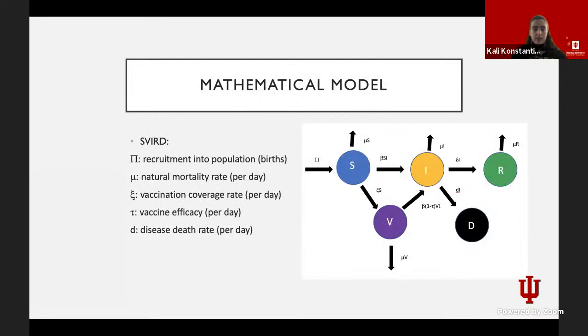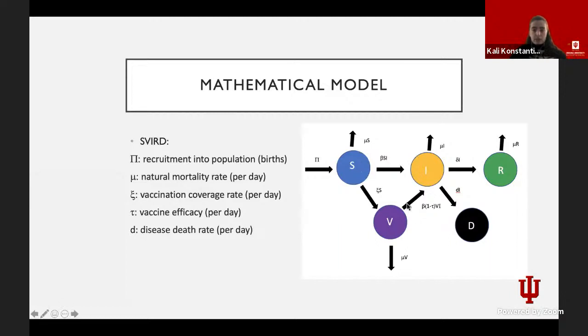So now we move on to the mathematical model. So this is first the SVIRD arrow diagram. I thought showing the arrow diagram could be helpful, but I could also pull the equations if anyone wants to see that. So we have recruitment into the population, which I just modeled just as births. I didn't account for immigration in this model.